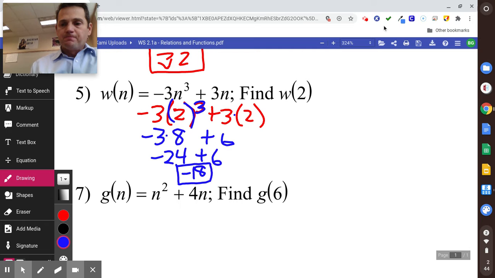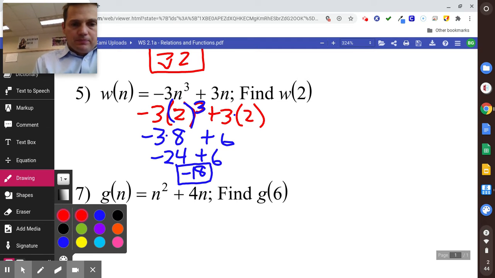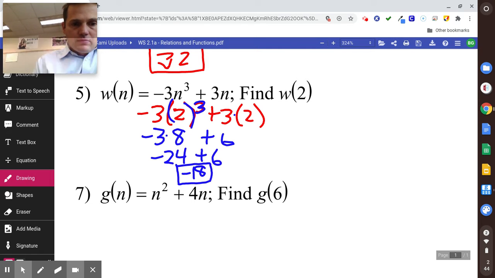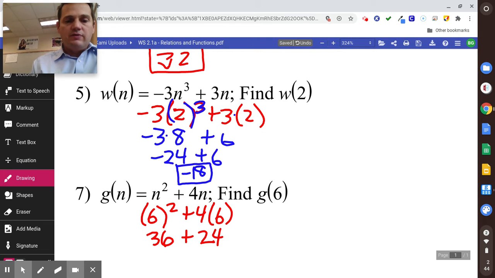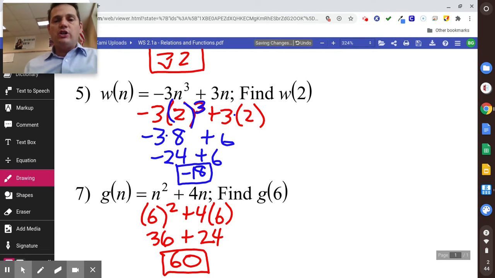Number 7, similar problem. Plug in 6. We've got 6 squared plus 4 times 6. Well, again, you've got an exponent, but 6 squared means 6 times 6, that's 36. 4 times 6 is 24. 36 plus 24, that's 40, 50, 60. That's 60. Again, use a calculator if you want to check your work, but make sure you show your work.